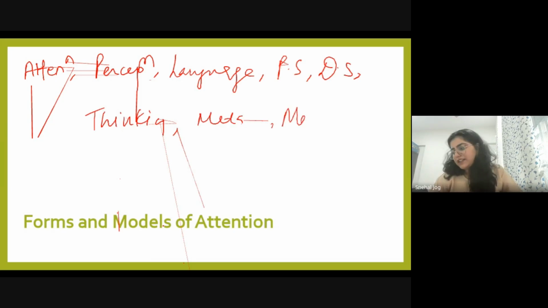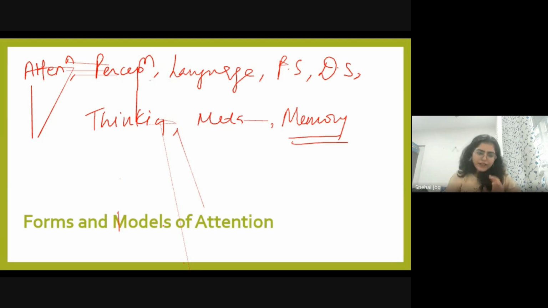Memory, sorry, I forgot the main aspect of it. Memory, right? So in today's class, I want to focus on forms and models of attention. In all the NET exams that have happened before, I have not seen so many questions on attention as are visible in perception or memory. That is why I'm not going to extend the session on attention so much. I'm going to try and finish it by today itself.